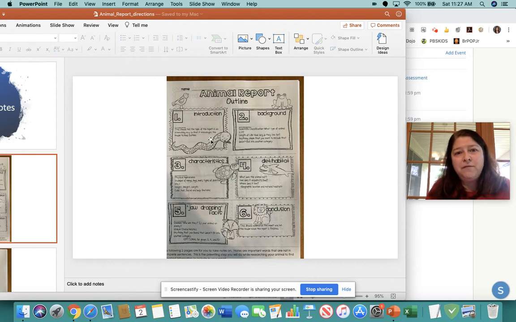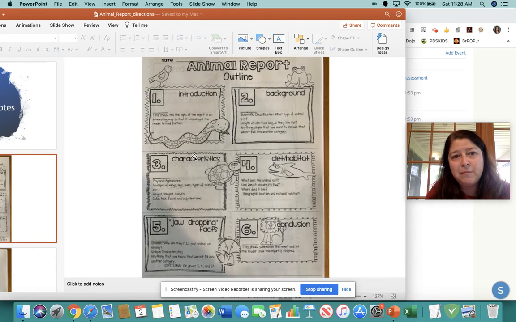Okay, so friends, we have on our introduction, it asks some questions. Each of these boxes here for the introduction, background, characteristics, diet and habitat, jaw-dropping facts, and conclusion have some questions that you will need to answer, and those would become your notes. So, specifically, it tells you about the introduction, and it's awfully small for me. Let me see if I can get it bigger here.